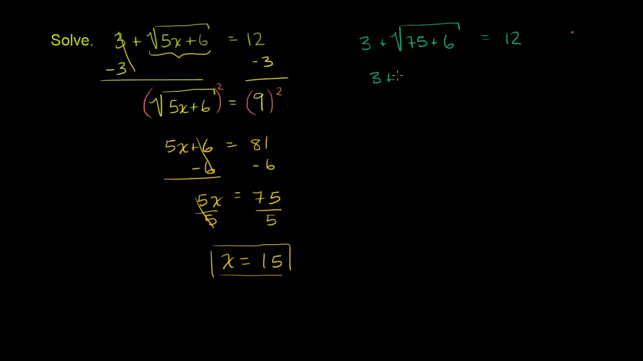Or we get 3 plus the square root of 75 plus 6, which is 81. It needs to be equal to 12. And this is the principal root of 81, so it's positive 9. So it's 3 plus 9 needs to be equal to 12, which is absolutely true. So we can feel pretty good about this answer.